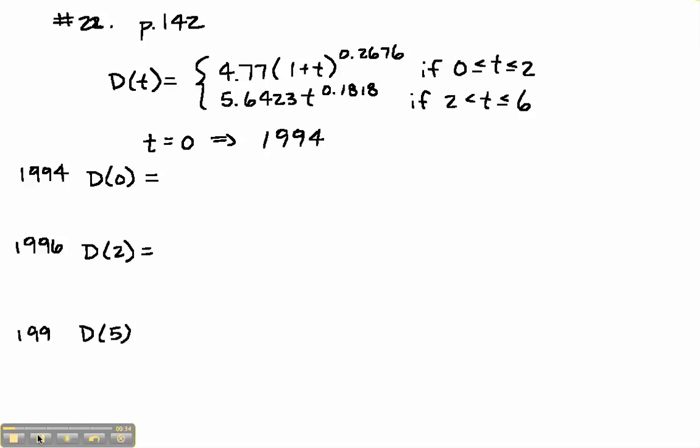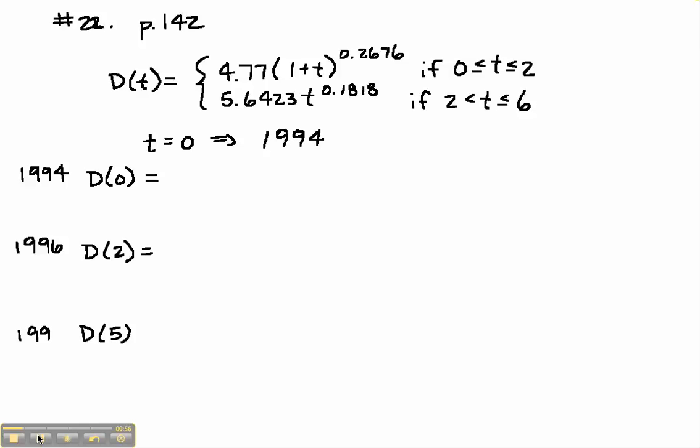Whenever t is between 0 and 2, you should be using the top equation. Whenever t is between 2 and 6, you should be using the bottom equation. And so they give you that t equals 0 is going to represent 1994. And then they proceed to ask, what was the average U.S. credit card debt at the beginning of 1994?